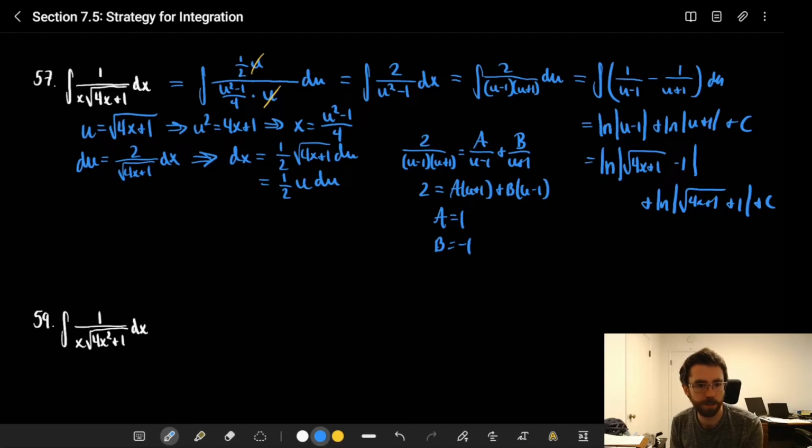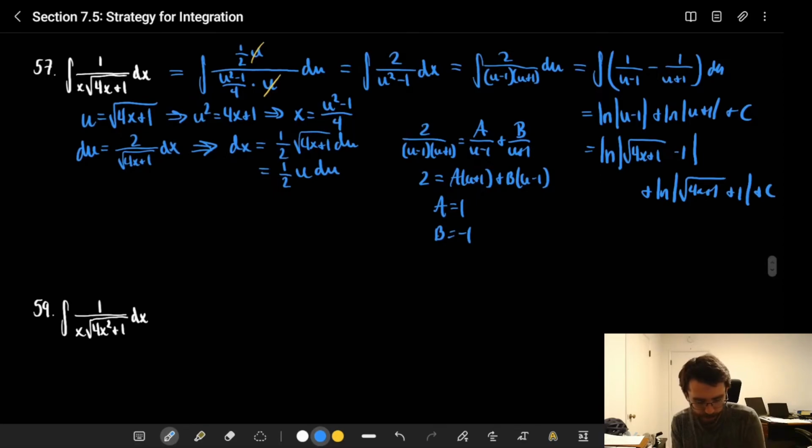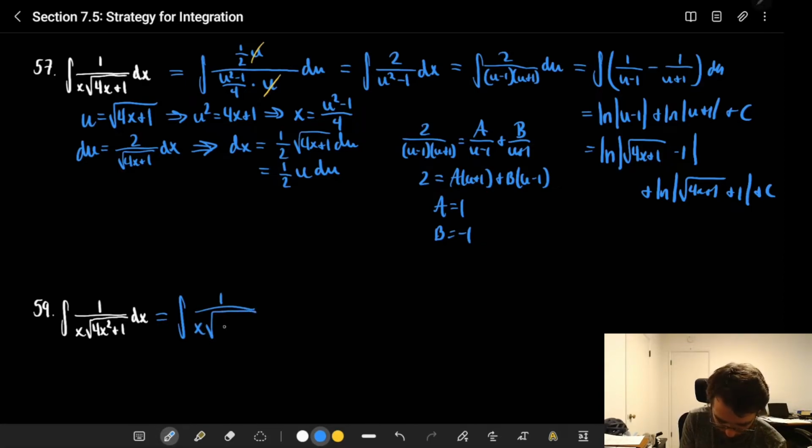The next one looks very similar, but I have an x squared. And if I have an x squared, I'm thinking trig sub. I'm thinking almost trig sub. I'm thinking I want the x squared by itself to use a trig sub. So I could do this. I could sort of factor out the 4. So that's x squared plus a 4th.